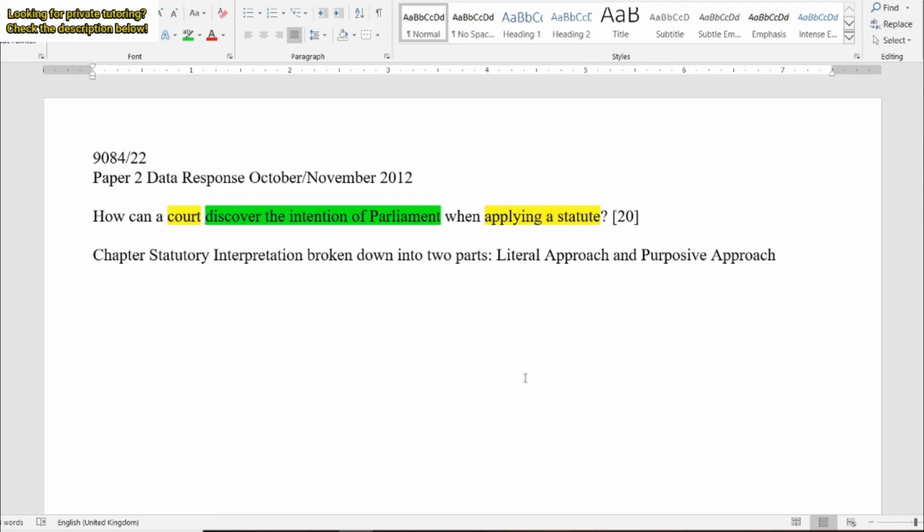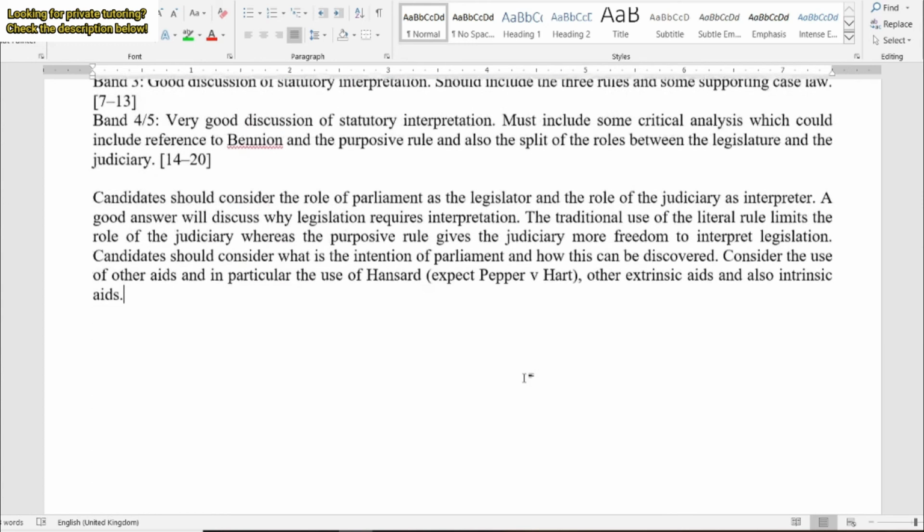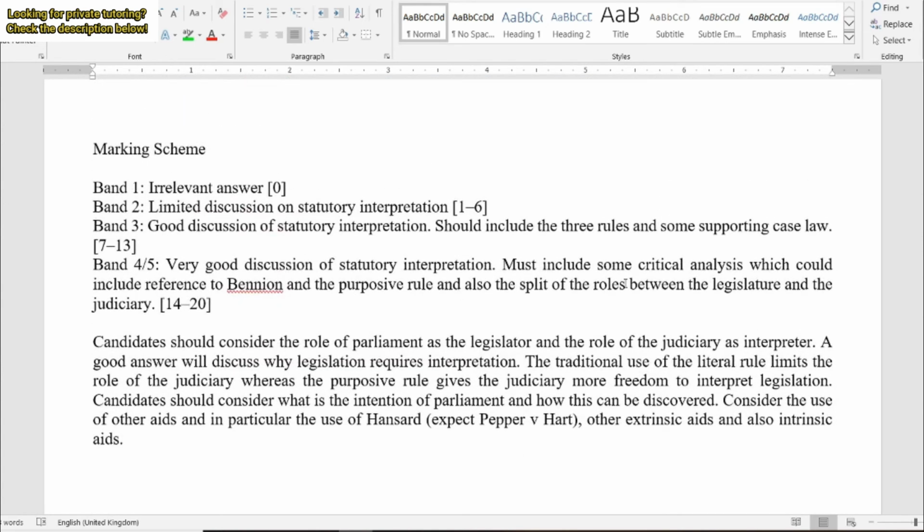Teacher, when we discuss the case, do we have to discuss in detail or we just state it briefly? Okay, because this question, the focus is on discovering the intention of Parliament, and so therefore it's about the purposive approach. So when you were going through the literal approach, it's supposed to be briefly only. So you can see here, candidates should consider the role of Parliament, legislator. A good answer will discuss why legislation. Then the traditional use of the literal rule limits.